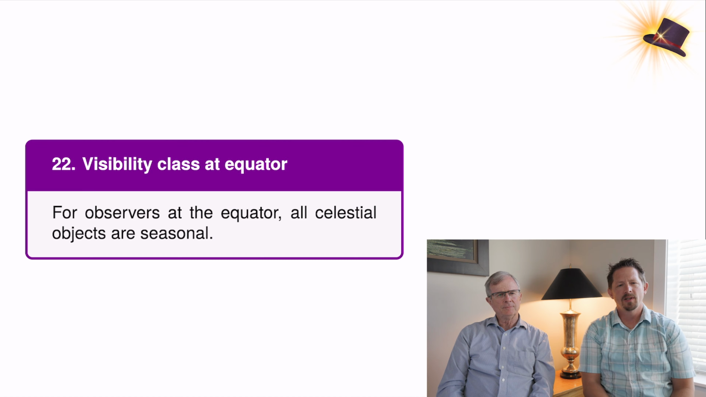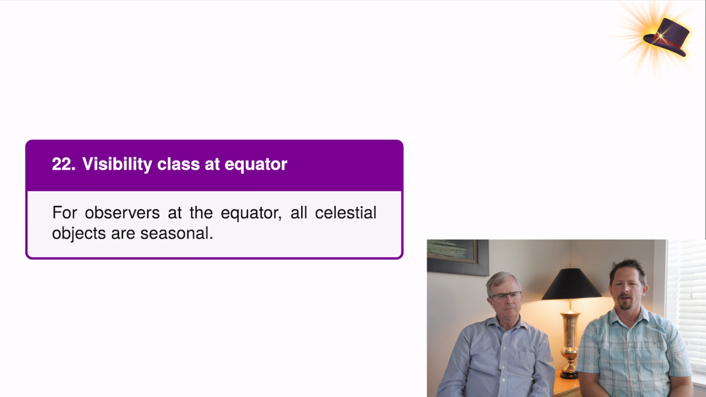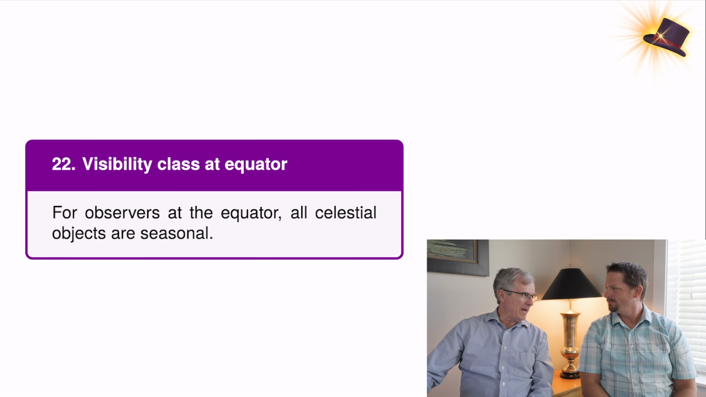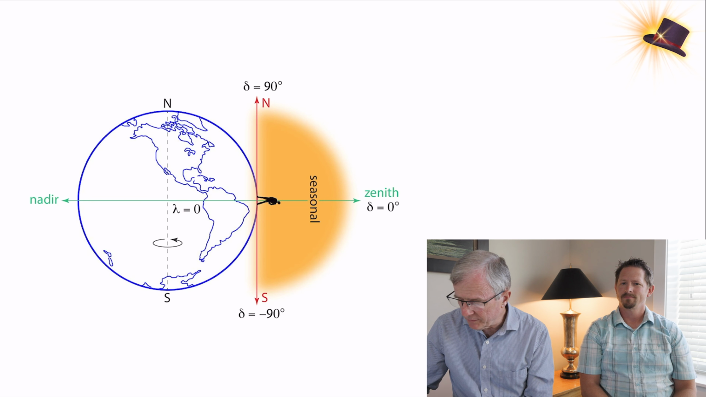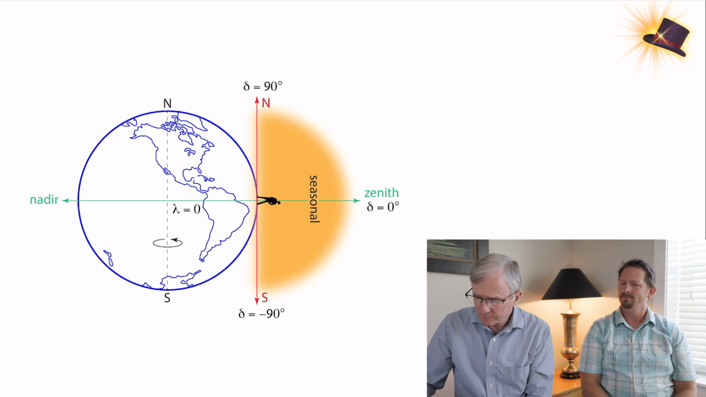22. Visibility class at the equator. For observers at the equator, all celestial objects are seasonal. So there's only one class at the equator, one visibility class, and everything is seasonal.